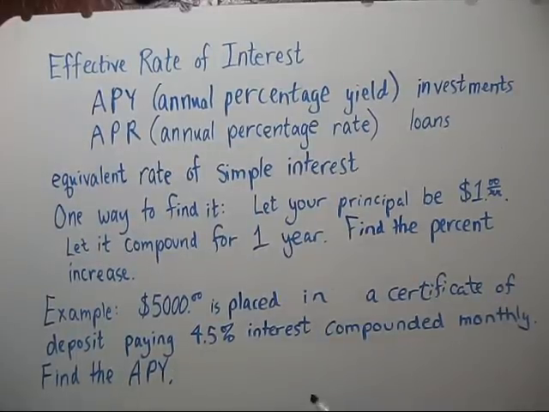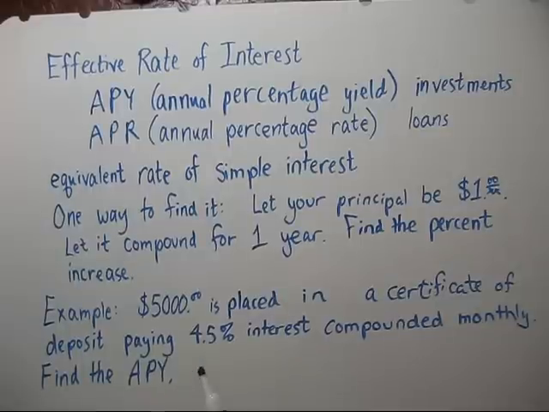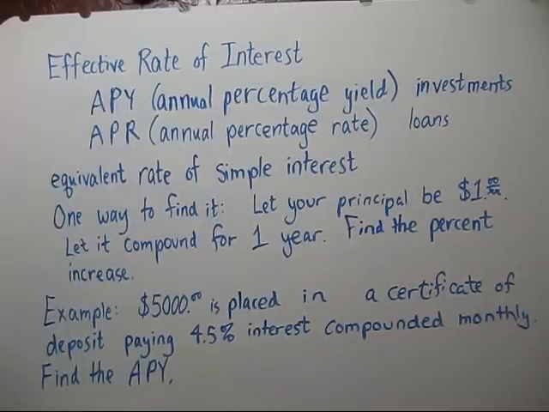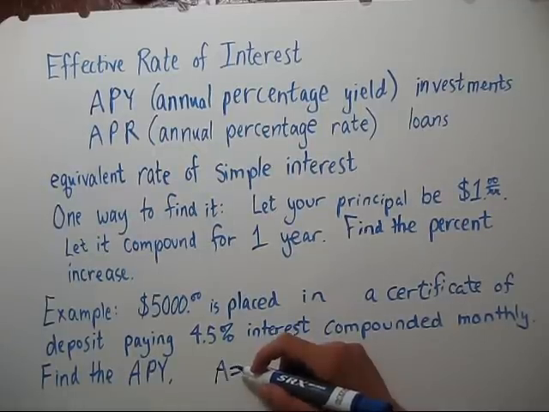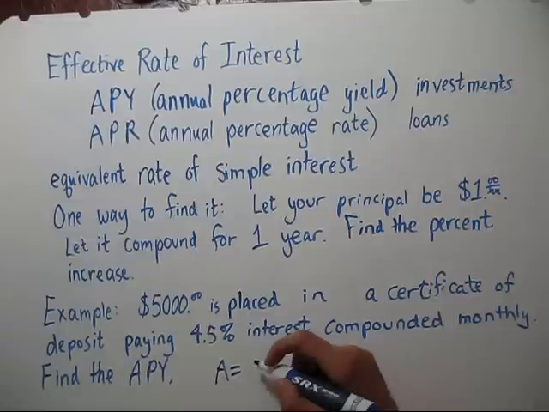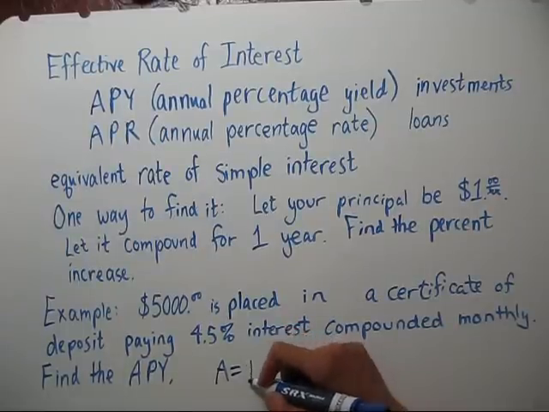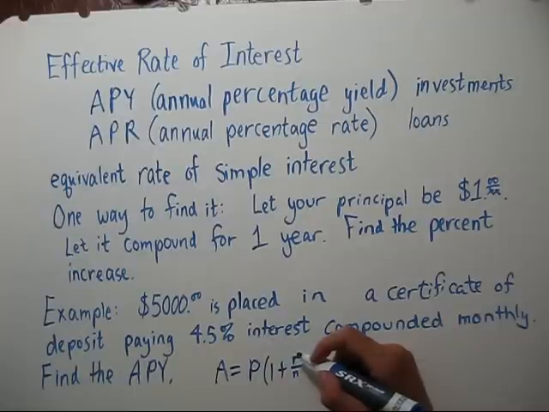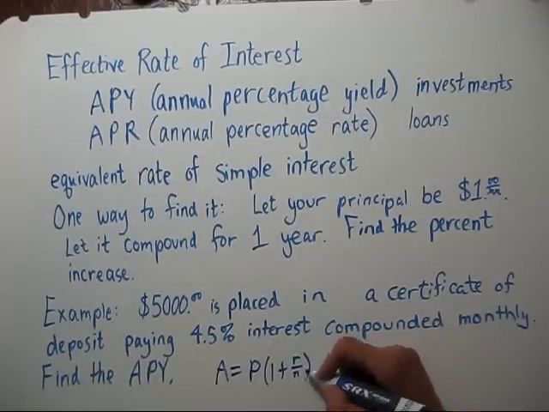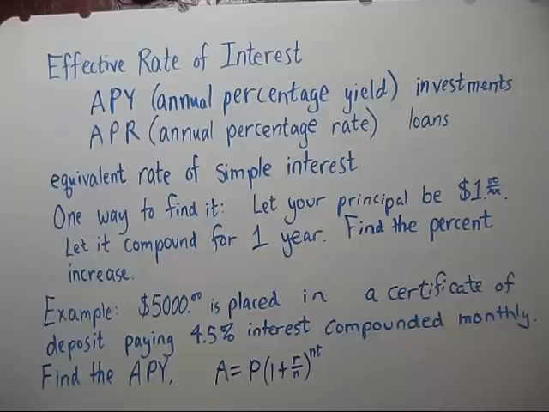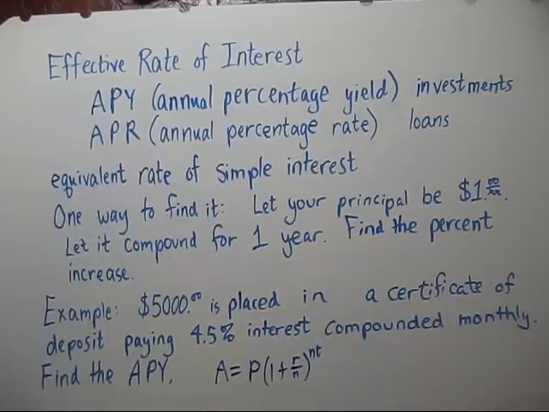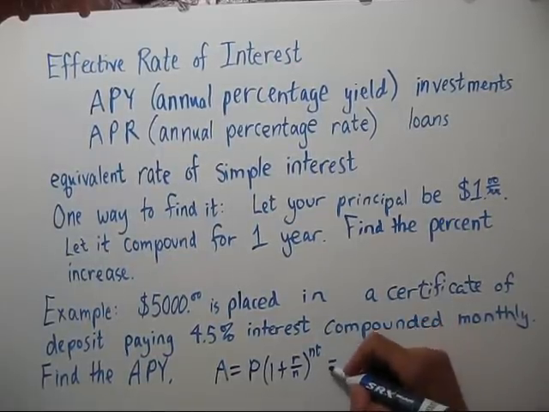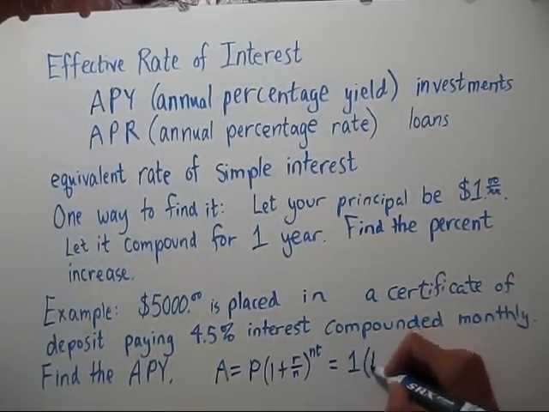So let's do an example. Let's say $5,000 is placed in a CD paying 4.5% interest compounded monthly, and we want to find the annual percentage yield. Our formula for compound interest n times a year is A equals P times (1 plus R over N) to the NT. So let's put in $1 and find out how much we get out.